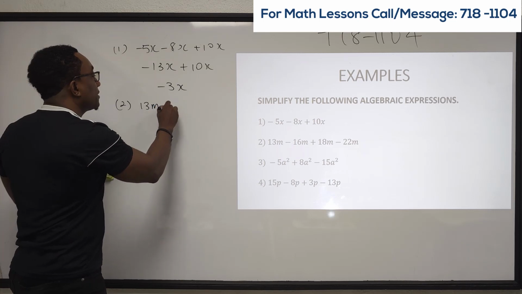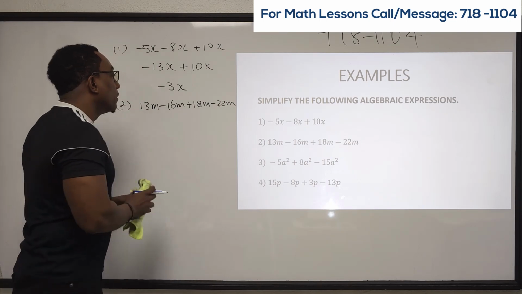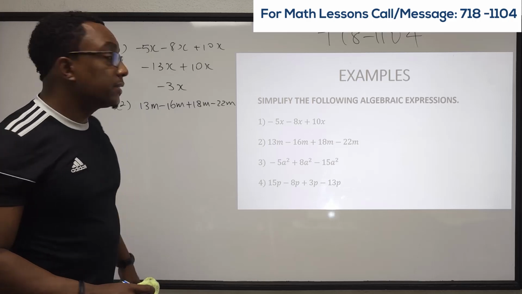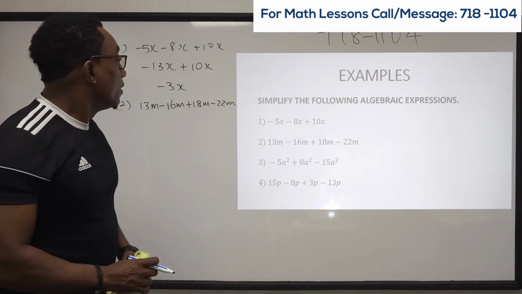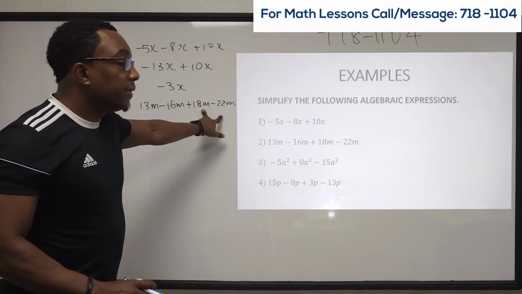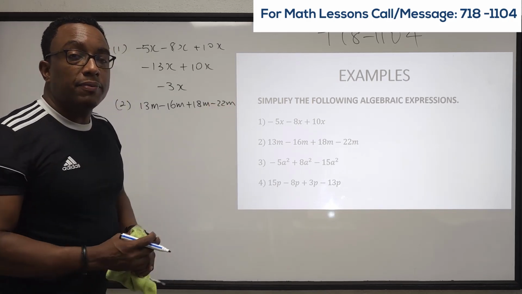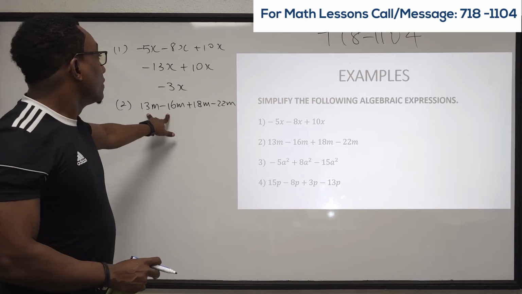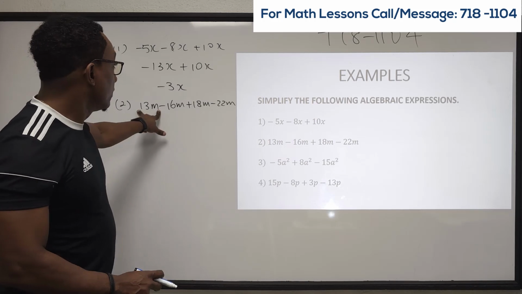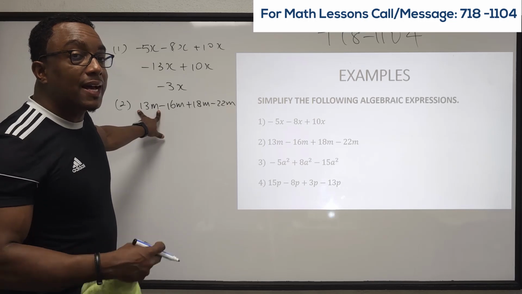13m subtract 16m plus 18m minus 22m. So we have 4 terms in this algebraic expression, and of course all 4 terms are like terms. We have the same variables and powers. So let's simplify. Normally when it's 4 terms, I like to do it in pairs. I like to simplify the first 2, then simplify the last 2, and of course we simplify to get our final result. So 13m minus 16m. We are going to simply look at our signs. Positive sign in front of 13, negative sign in front of 16. The signs are different.